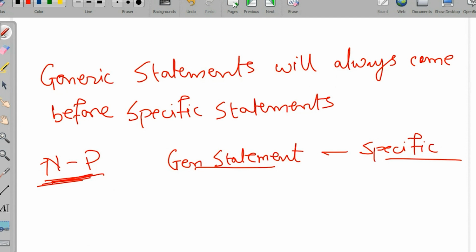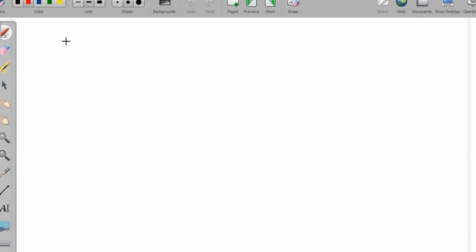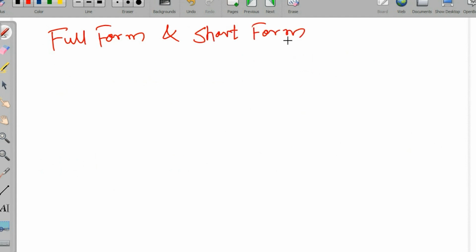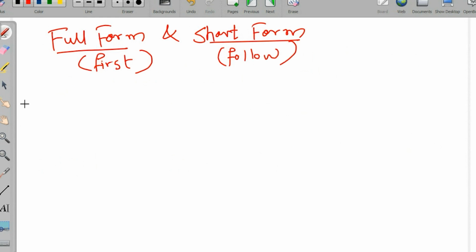Now let's move ahead. The next way of making pairs, or next way of identifying or joining or linking two sentences, is full form and short form. Always remember, like you have remembered noun, pronoun and generic, specific, यहाँ पर आपने याद क्या रखना है कि full forms will come first, and short forms will follow the full form wala statement. I'll show you with an example.